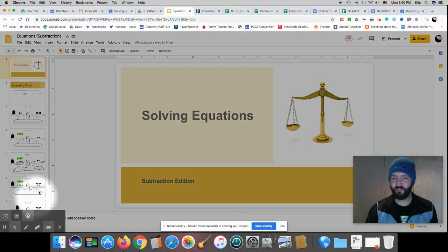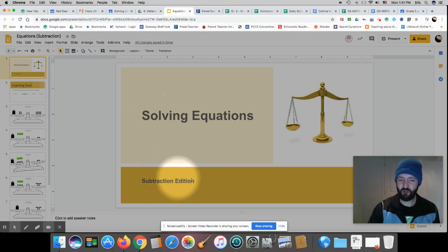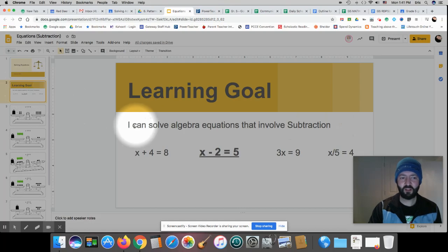Welcome to part two of solving algebra equations. Today is subtraction, which is just an extension of what we learned about last class, addition. Again, we'll take you to the learning goal today. I can solve algebra equations that involve subtraction.